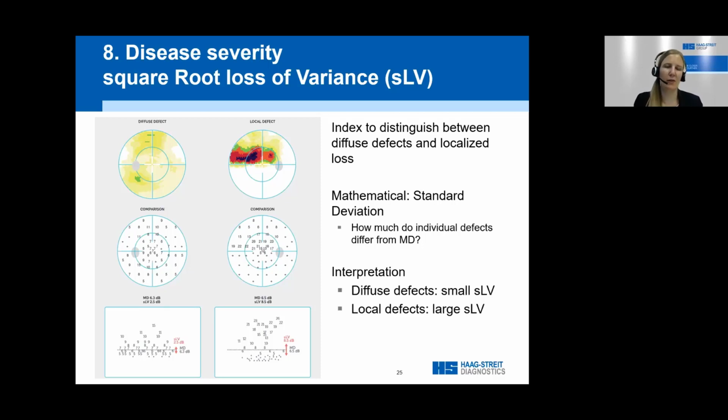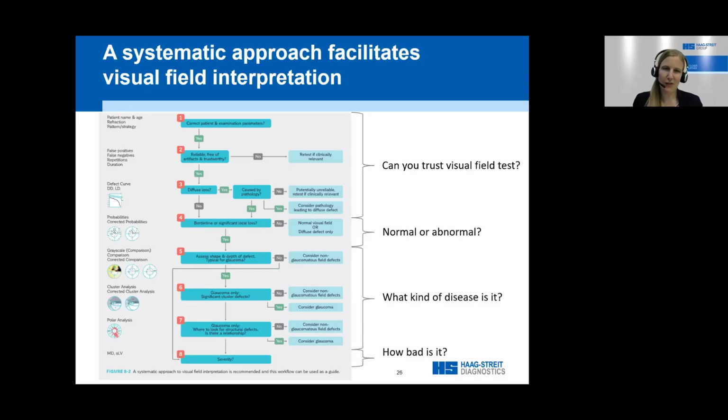It goes the other way around towards end-stage disease, because a blind patient in essence has a diffuse loss, so it's totally blind. So that rule of thumb is more important for the early to moderate disease. So let me just sum up this first part. Can you trust the visual field? Is it normal or abnormal? And then ask yourself what kind of disease it could be and how bad is it? These are the basic steps to go through in visual field interpretation that I find helpful.